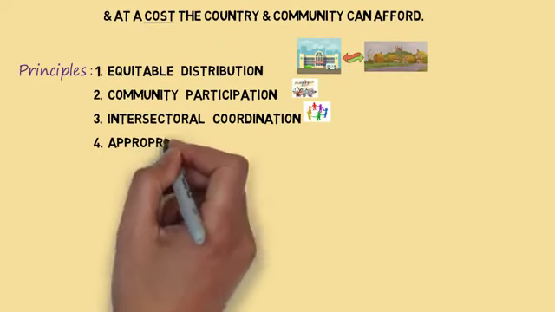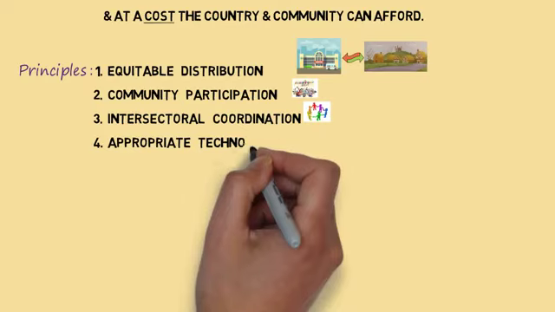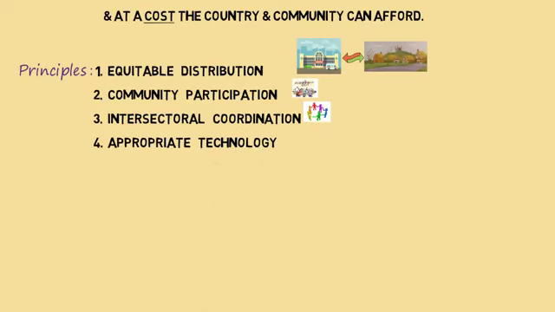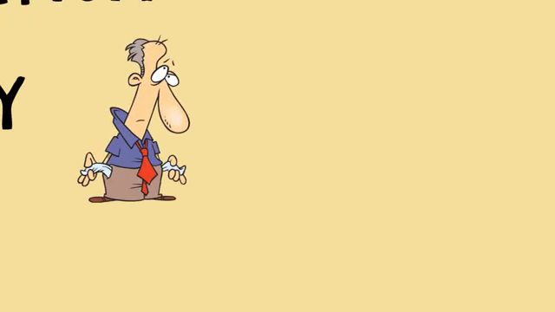Number 4 is appropriate technology. Now, it goes without saying that the government spending on healthcare is extremely low and our public healthcare institutions do not have the money for doing costly diagnostic tests and treatment. So, primary healthcare in India must rely on low budget technologies.